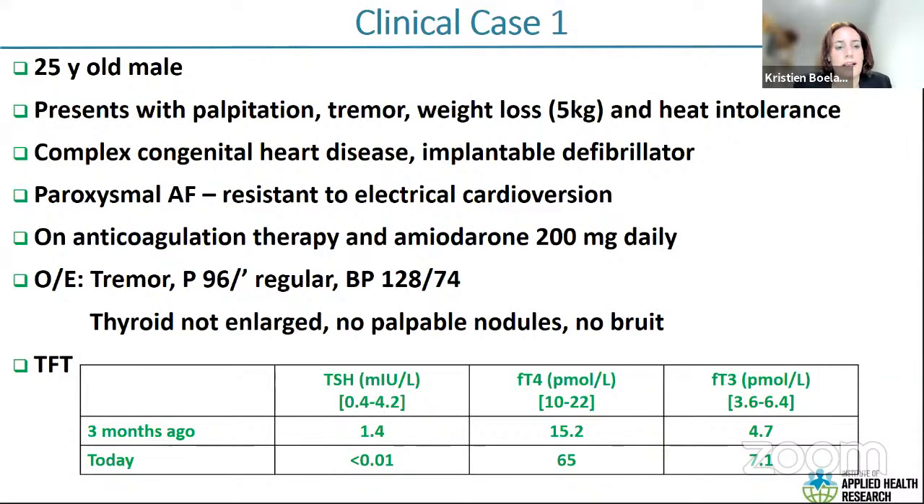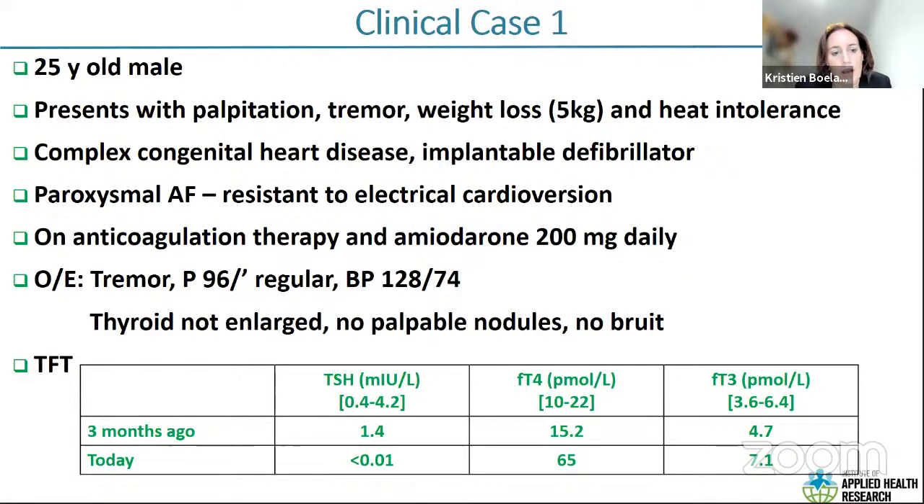So the first case to illustrate is a 25-year-old male who presents with palpitation, tremor, and weight loss. He has complex congenital heart disease and an implantable defibrillator. He has paroxysmal atrial fibrillation, which is resistant to electrical cardioversion, and he's anticoagulated and on amiodarone 200 milligrams daily. So he presents with signs of thyrotoxicosis.